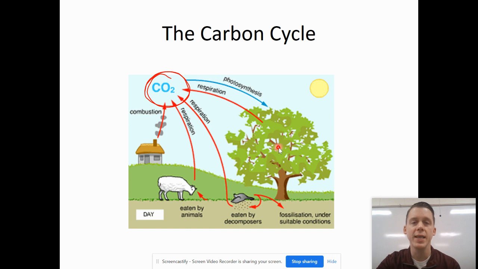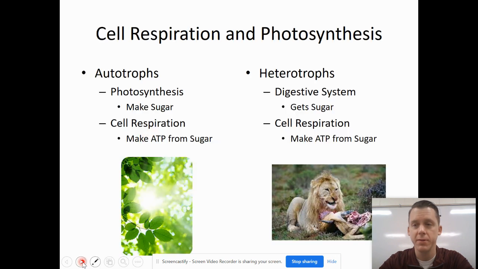Then animals will eat the plants, and then plants and animals will all undergo cell respiration and return CO2 back to the air. So these two processes are basically going to be opposites of one another, and they are closely interrelated.